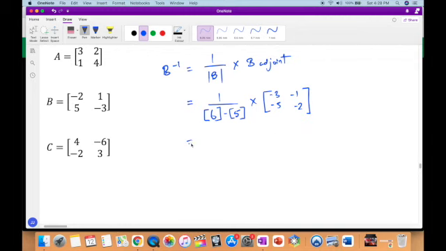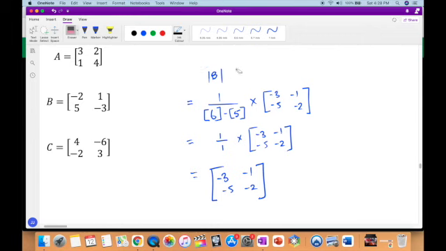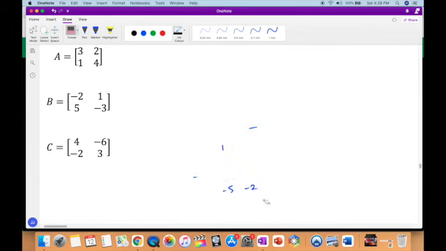So what do I have now? I have 1 all over 6 minus 5 is 1, multiply by that. Well, you know that that is just simply negative 3, negative 1, negative 5, negative 2. Yeah or nay? Yeah. Alright, what did you get for C? The answer for C.